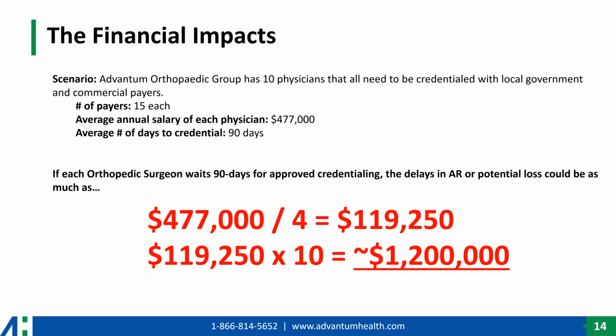So, the financial impacts. This is a real easy piece here, where you see in this scenario, Advantum Orthopedic Group has 10 physicians that all need to be credentialed with local and government commercial payers. If they have 15 payers each, the annual physician salary is $477,000, and the average day to complete enrollment is 90 days. If each orthopedic surgeon has to wait 90 days for approved credentialing, the delay in AR or potential loss could be as much as $1 million or more.